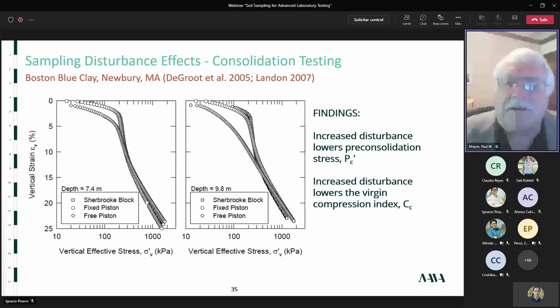We don't want to require the owner to do ground modification when none is really needed. So there's another. We don't want somebody driving pile foundations when they could put their building on shallow spread footings. But these are all the effects of poor quality sampling and testing. Sample disturbance also lowers the value of the virgin compression index, C sub C. So these are all very important. Next.